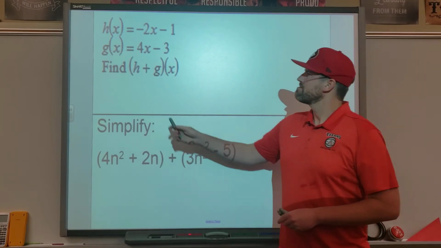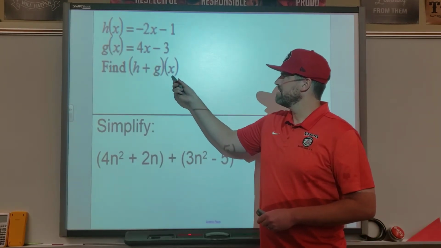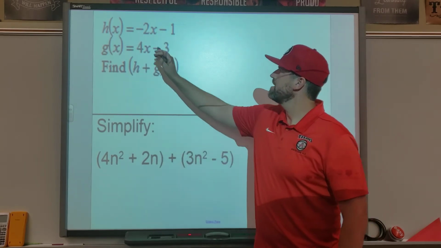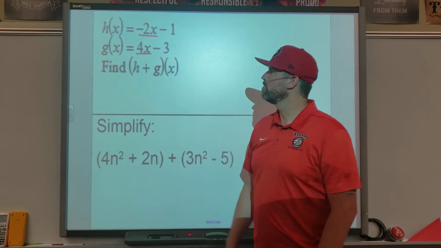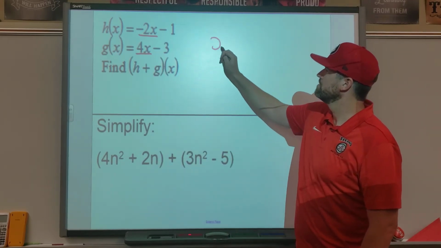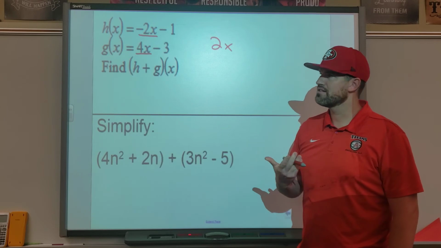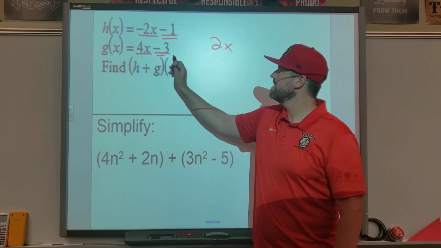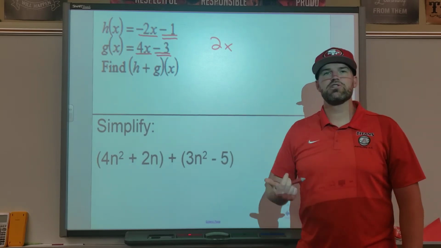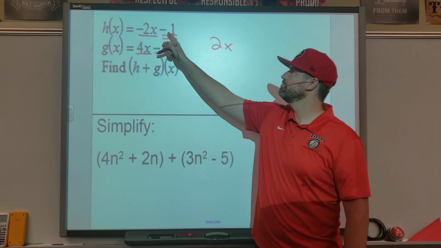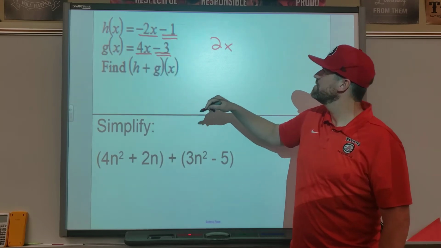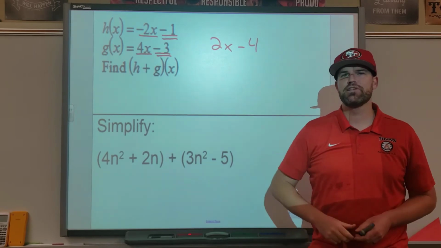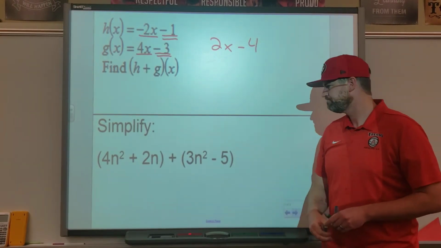All right, so find h plus g of x. That just means add this function with this function. So I know that negative 2x can go with 4x, which gives me 2x, right? Negative 2 plus 4 is 2, so 2x. And then negative 1 and negative 3. Make sure to always include the sign in front, right? So I have negative 1 added with negative 3, which gives me negative 4. So when we add those polynomials, we get 2x minus 4.